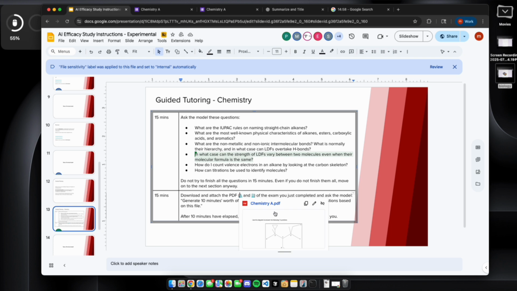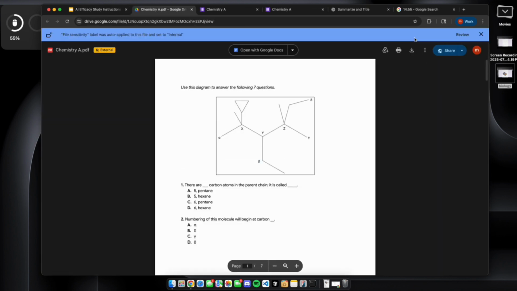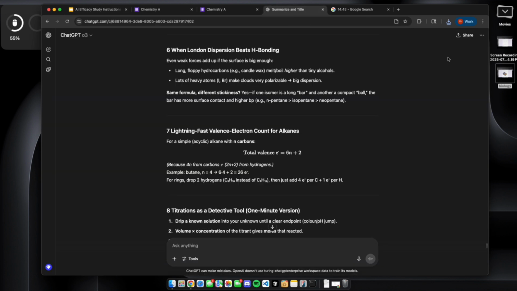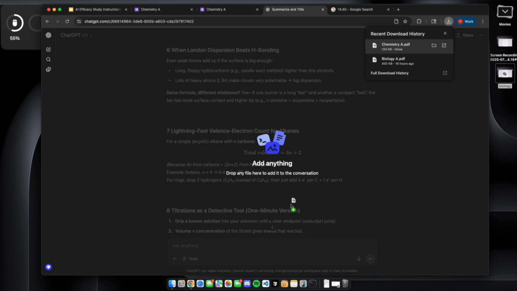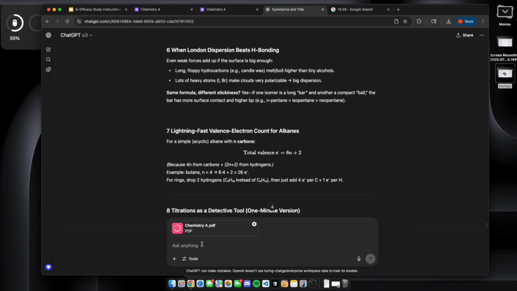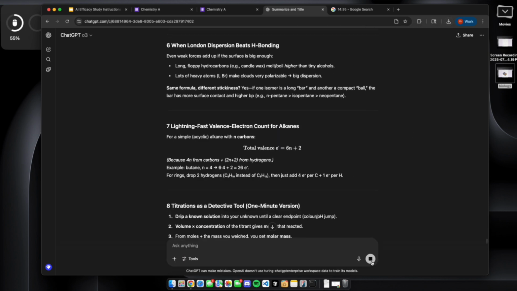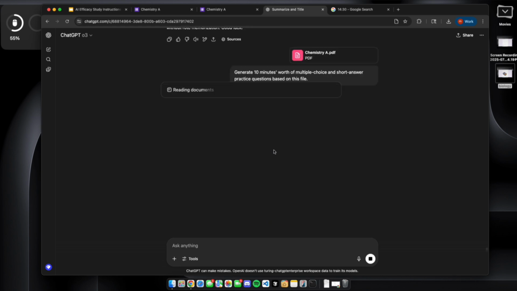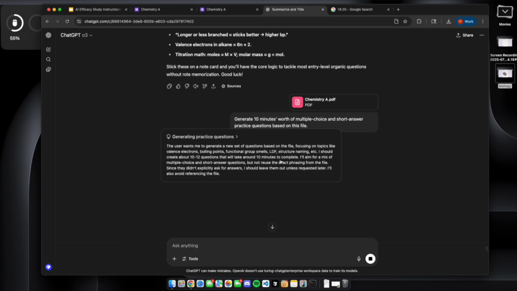We'll start with chemistry A. Looks like this UI component here is kind of messed up when you give it a file.